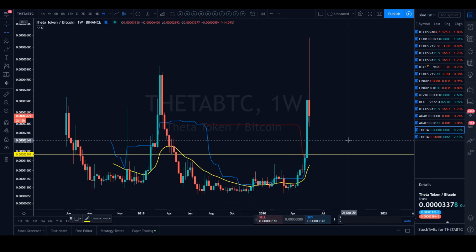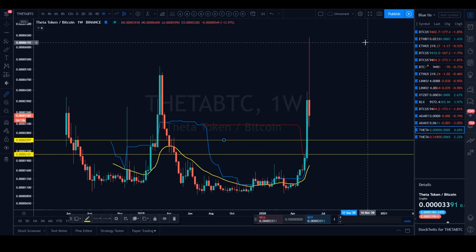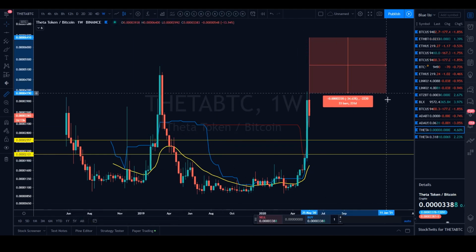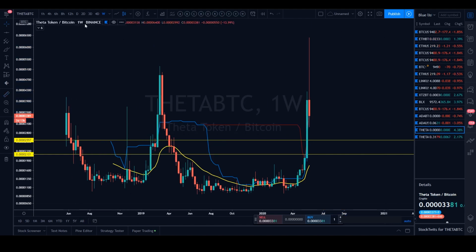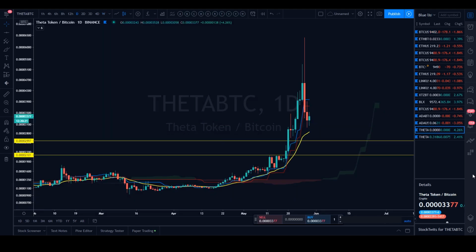Now that was one, and I do believe that we have one right around here. Okay, now this is at that 2557 sats. And man, this was a bearish candle. This entire week for Theta has been a massive, it's been blood. But okay, back to the daily.